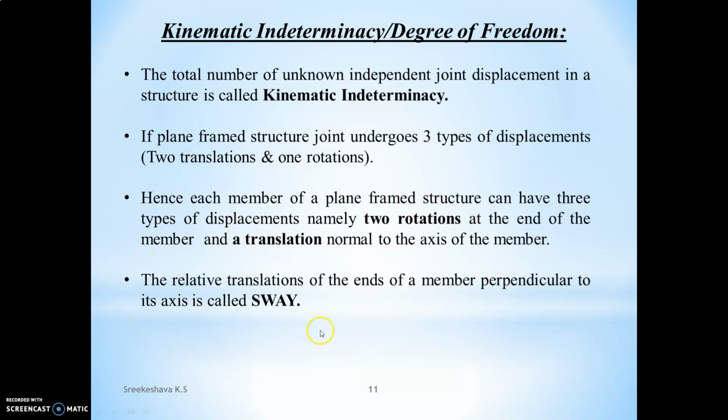When you come to members, be careful. Each member of a plane frame structure can have three types of displacements, namely two rotations at the ends of the member and one translation normal to the axis of the member. I am going to explain these things with the help of a sketch, nothing to worry. But in case of joints, it is two translations and one rotation; in case of members, two rotations and one translation. The relative translation of the ends of a member perpendicular to its axis is called sway. I will explain with a sketch.